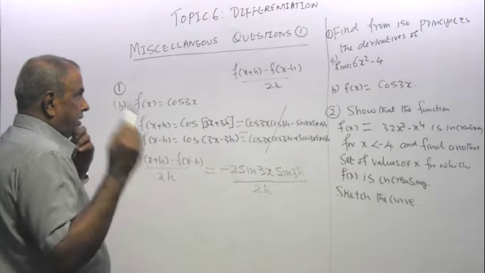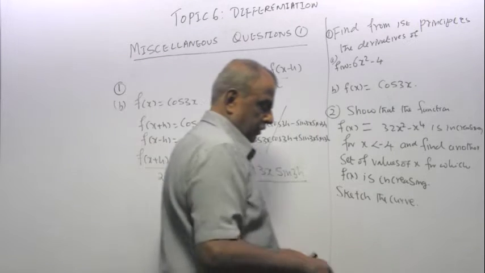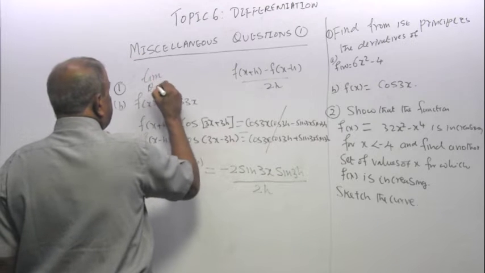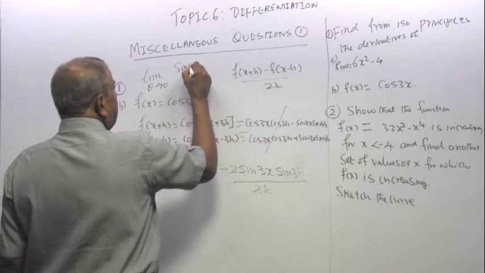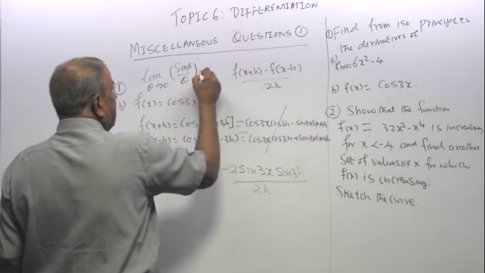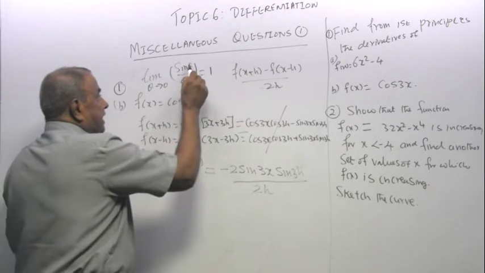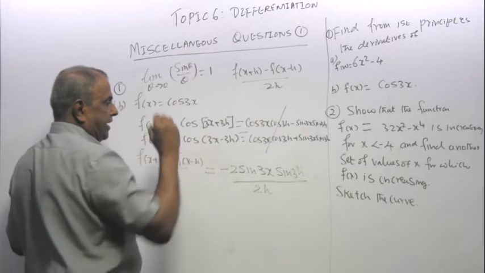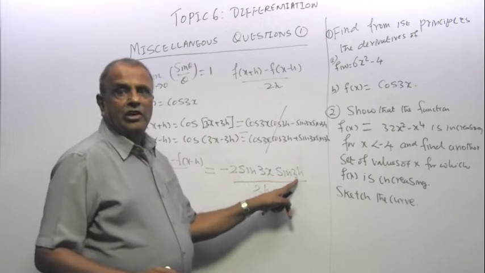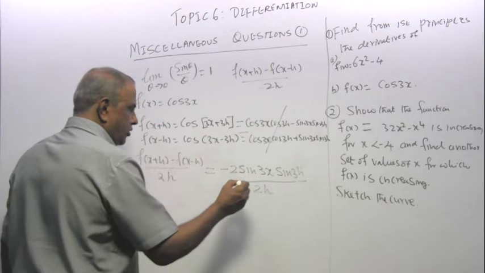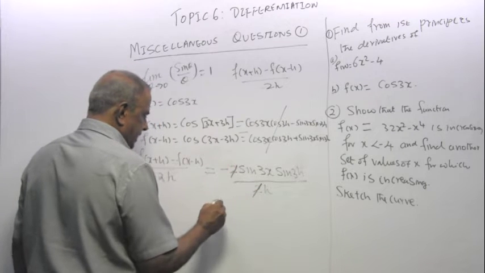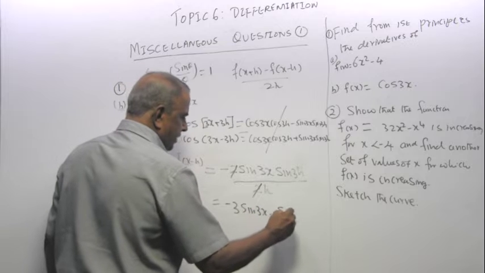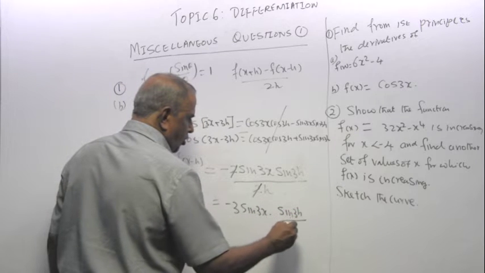Yeah? Remember, I proved this formula for you. Limit of theta tending to 0, sine theta by theta is 1. If you have sine theta, I need theta. If I have sine 2 theta, I need 2 theta. If I have sine of anything, I need the same thing. I have sine 3h, so I need a 3h. So what I'll do is, I cancel this. Can I write this as minus 3 sine 3x times sine 3h over 3h?